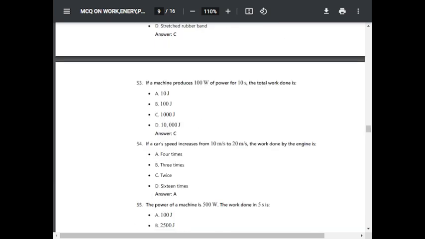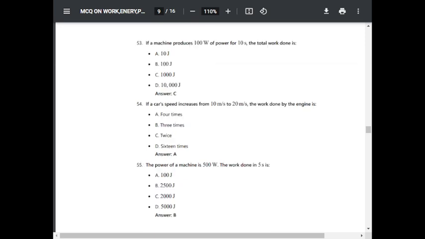Question number 53. If a machine produces 100 watt of power in 10 seconds, what is the total work done? The total work done is equal to power into time, that is 1000 joule. Option C is correct.